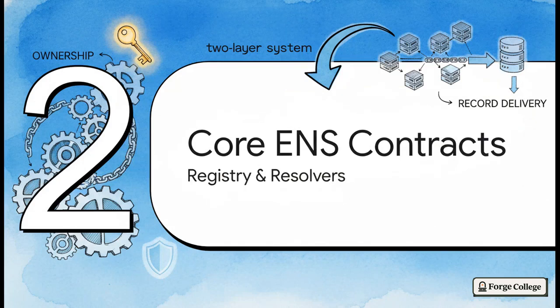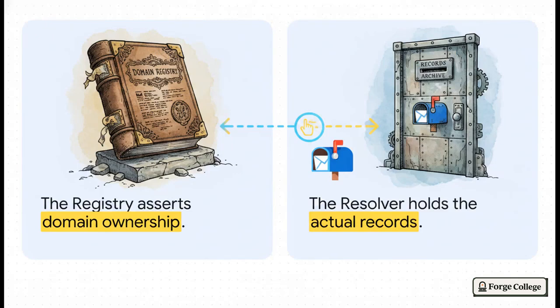Section 2, the registry and resolvers. Let's see how this builds into a two-layer system that separates ownership from actual record delivery. This separation of duties, it's the absolute core of the ENS architecture. The crucial takeaway here is understanding this exact split. The registry tells us who the mail carrier is, but you have to actually go and ask the resolver to get the final delivery address.